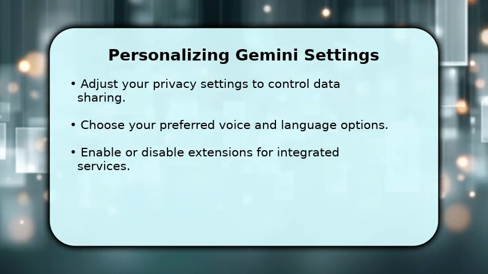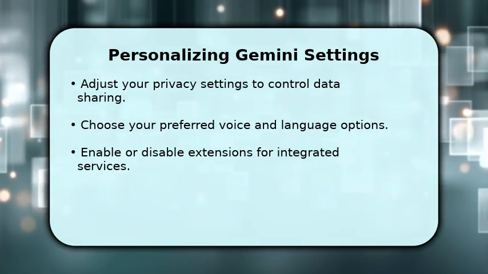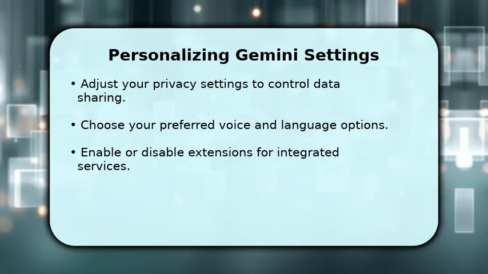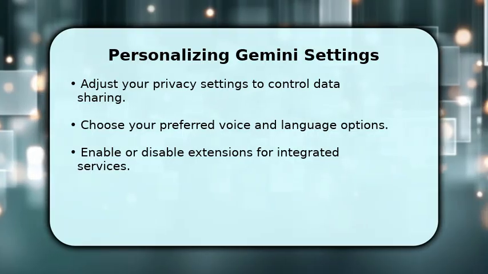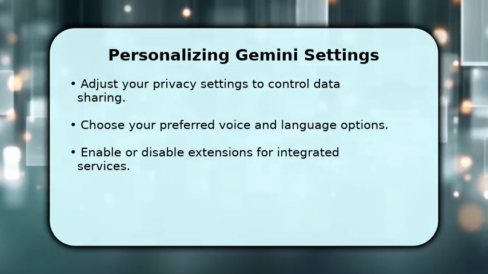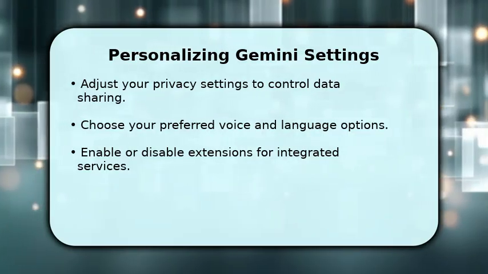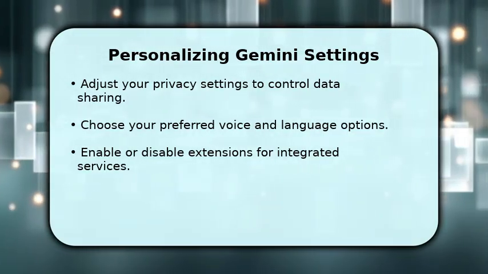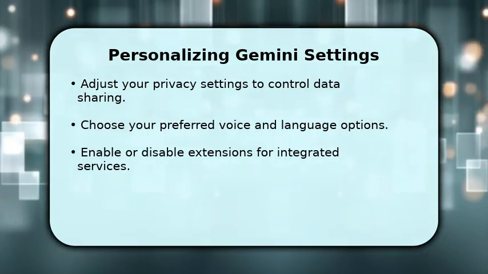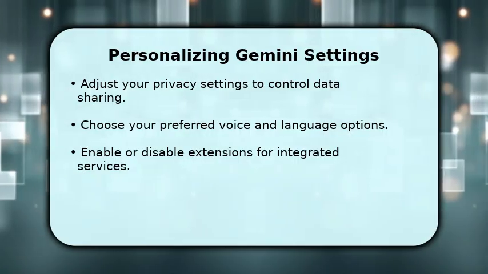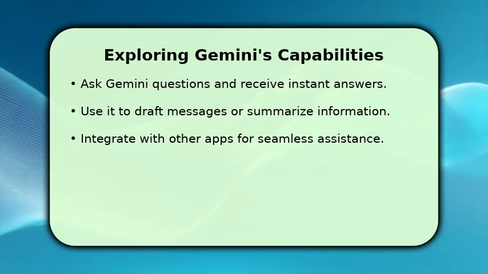Now that Gemini is set up, let's personalize it. Navigate to the Settings menu within the app. Here, you can adjust your privacy controls to manage how your data is used and shared. You can also select your preferred voice for Gemini's responses and choose your desired language. Additionally, explore the Extensions section to enable or disable integrations with other Google services or third-party applications, tailoring Gemini to your specific needs.